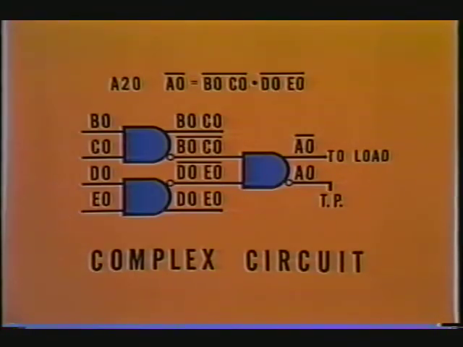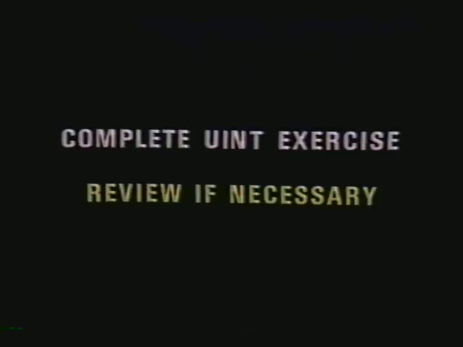B0 and C0 are ANDed together and inverted by using the inverted output. The same is true of D0 and E0. The inverted outputs are then ANDed together to produce the final result. A0 on the inverted output of the final AND gate is the logical solution to the original equation on top of the diagram. The test point in the original equation is not in parenthesis and therefore is tied to the normal term A0. That completes Unit 1 of this course.